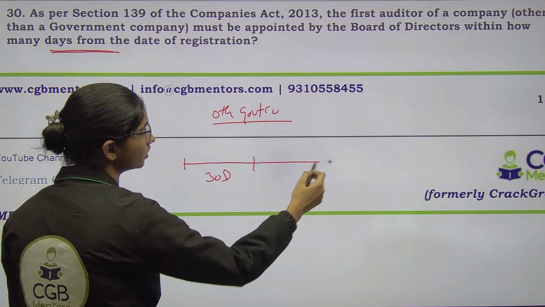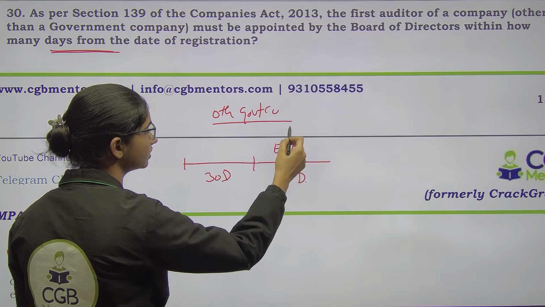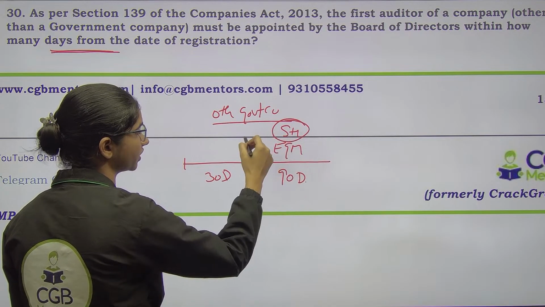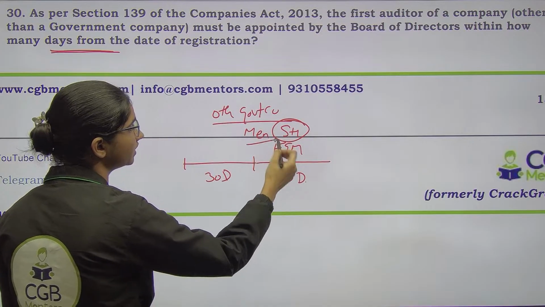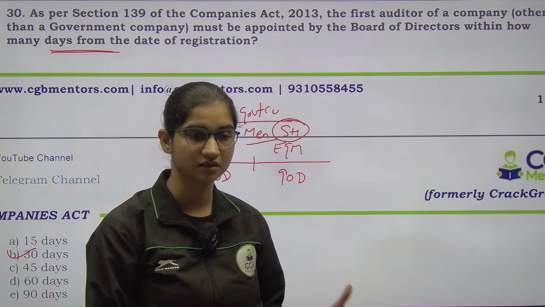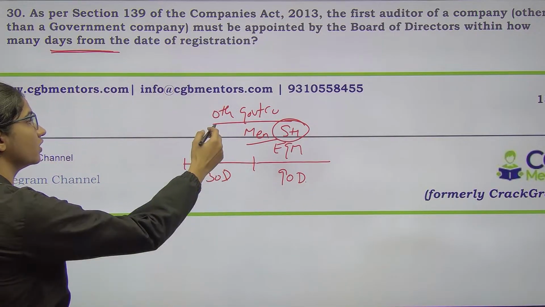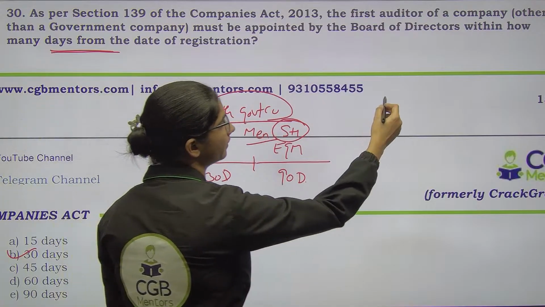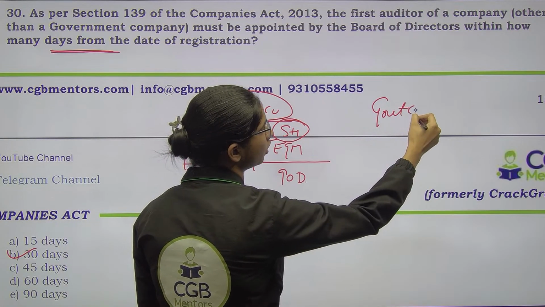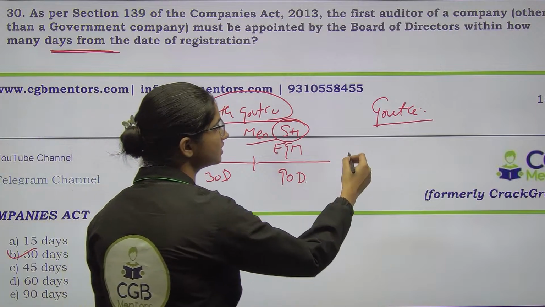But if that does not happen, then in the next 90 days in the EGM, who will appoint? The shareholders, the members of the company. The members or shareholders of the company are actually the final owners of the company, right? So in the EGM they will appoint. This is the scenario for a company other than the government company. But if there is a company which is a government company, then the scenario here is that firstly the CAG will appoint.